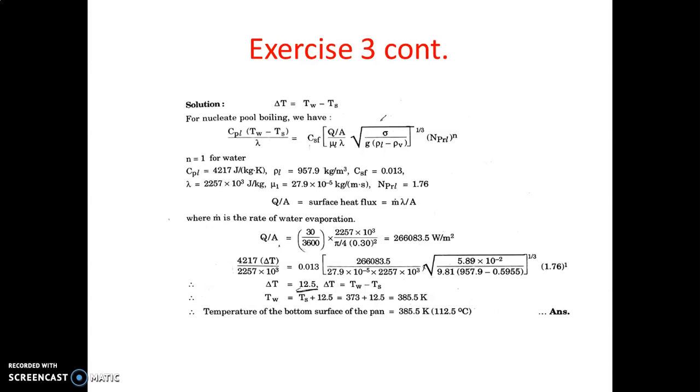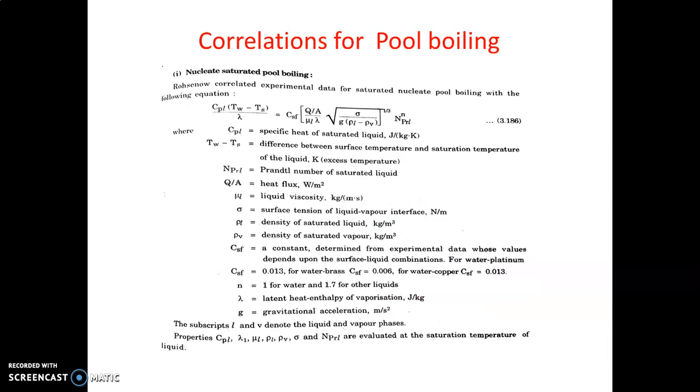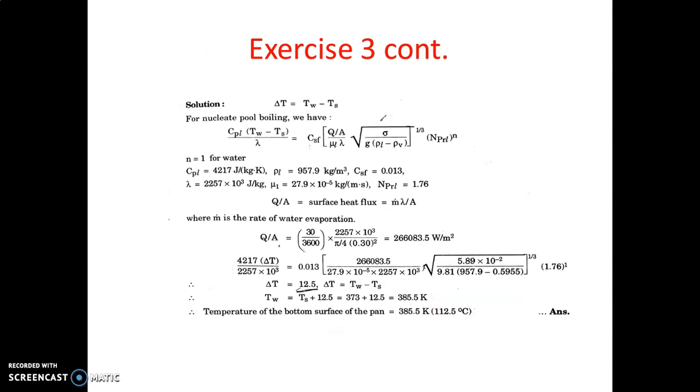Then there is another problem for the critical heat flux, which we will discuss in the next lecture. Today's lecture we have discussed only the exercise based on how to calculate TW from these correlations. The remaining part we will discuss in the next lecture.